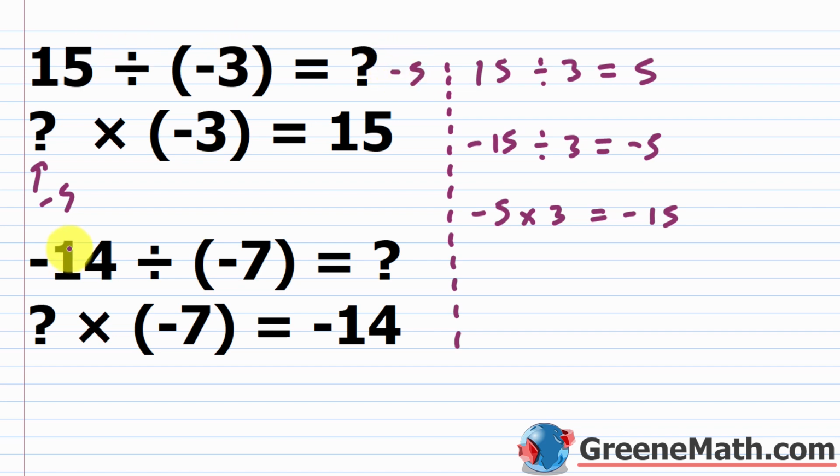Now coming through here, negative 14 divided by negative 7 is what? Again, you could say what times negative 7 is equal to negative 14. Here you would want a positive, right? Because positive times negative is negative. So this would be a 2. 2 times negative 7 is negative 14. So negative 14 divided by negative 7 is positive 2. So here we have that a positive divided by a positive gives you a positive, and a negative divided by a negative gives you a positive. So again, same signs, you get a positive quotient. Then a positive divided by a negative gives you a negative, and a negative divided by a positive gives you a negative. So different signs, negative quotient.